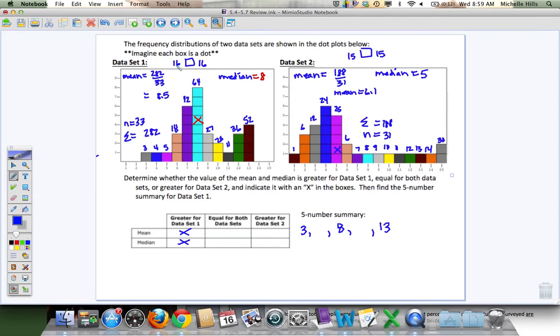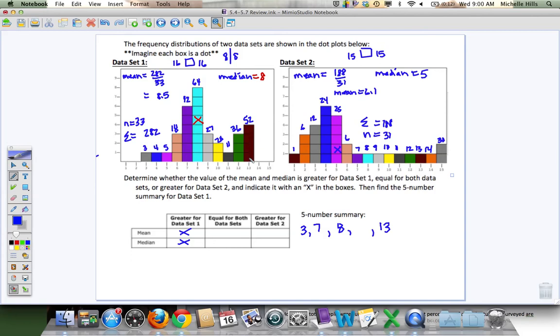Well, if there are 16 squares to the left of my median, then that means I'm finding the median of these 16, so it's going to be 8 and 8 with my median falling between those two. So I need to find my 8th and 9th boxes' values and then take the median of those two. 1, 2, 3, 4, 5, 6, 7, 8. My 8th and 9th boxes are both going to be in this column, so it is 7.